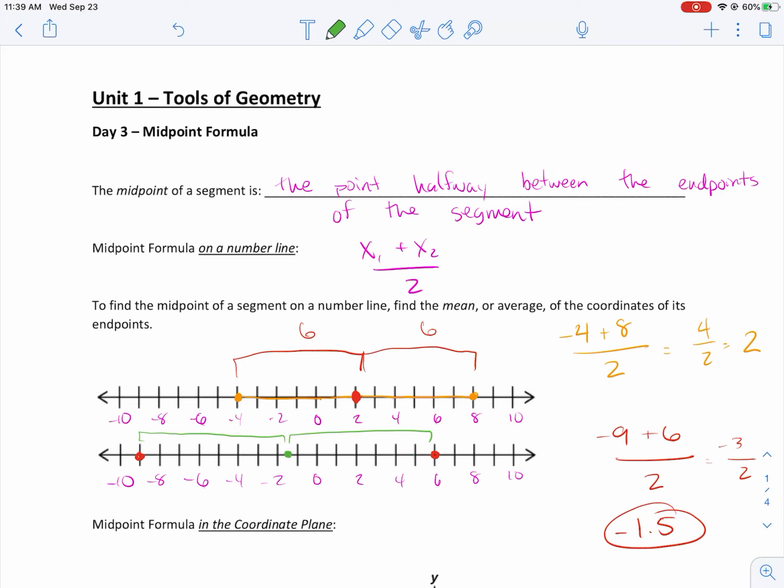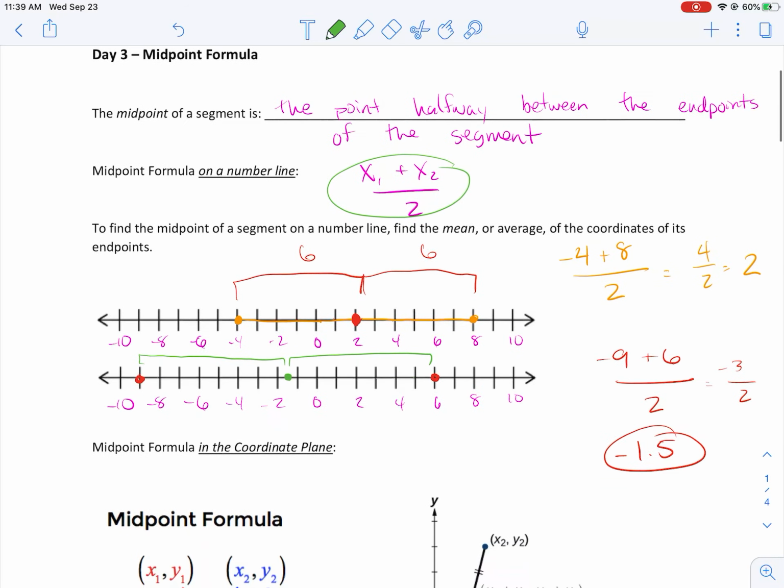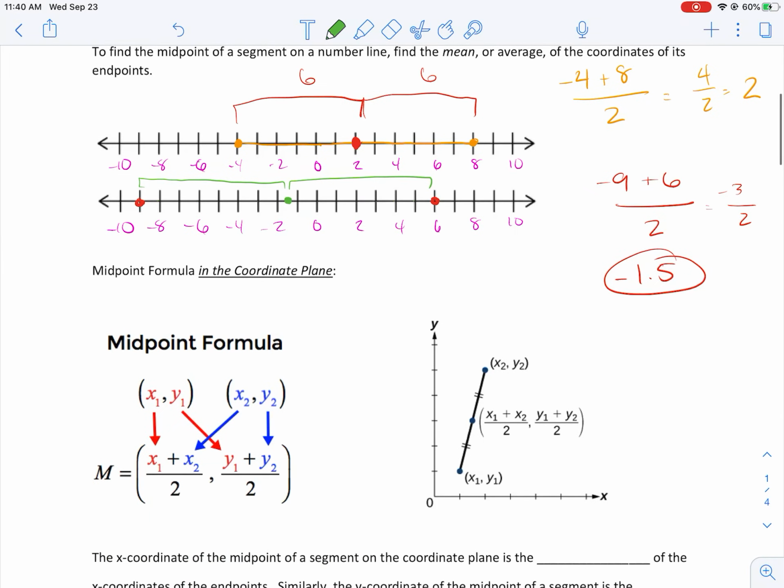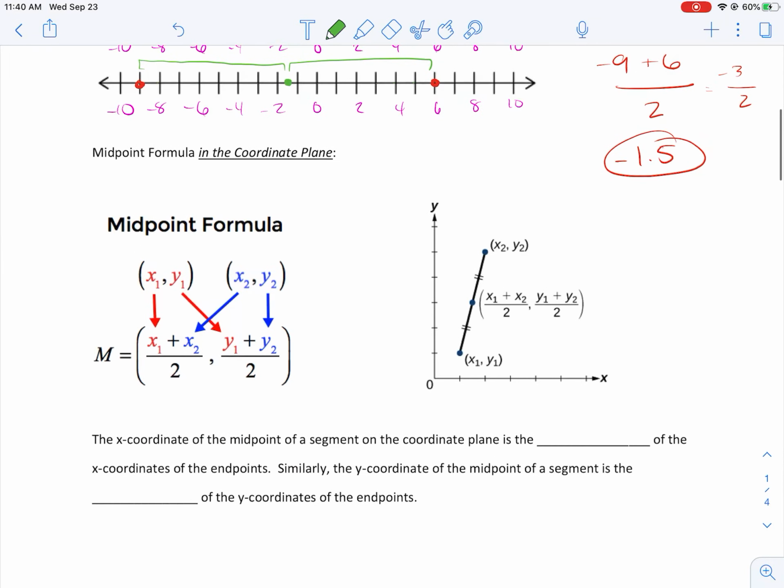Okay, so that's how you find the midpoint on a number line, which we won't be doing a whole lot of, but it's important to know how you can find it. So on just a regular number line, you just take those 2 points, add them up, divide by 2. That lets you know where the midpoint is.